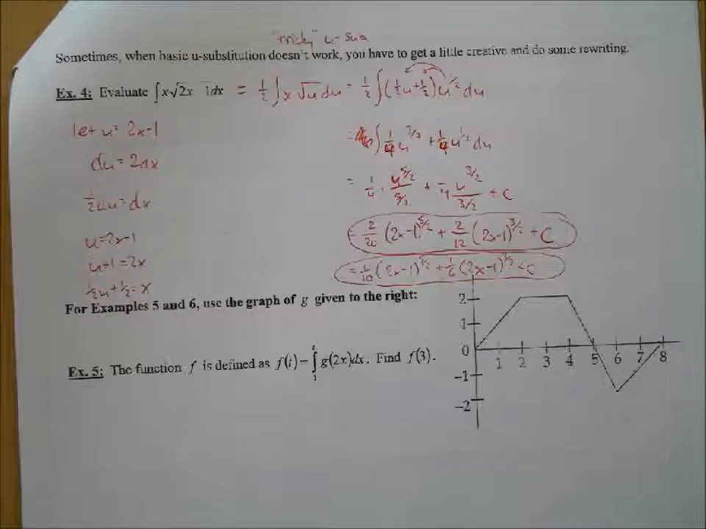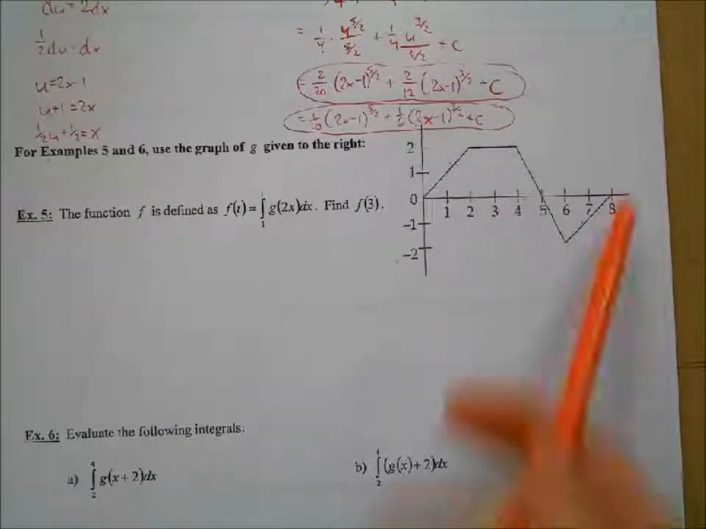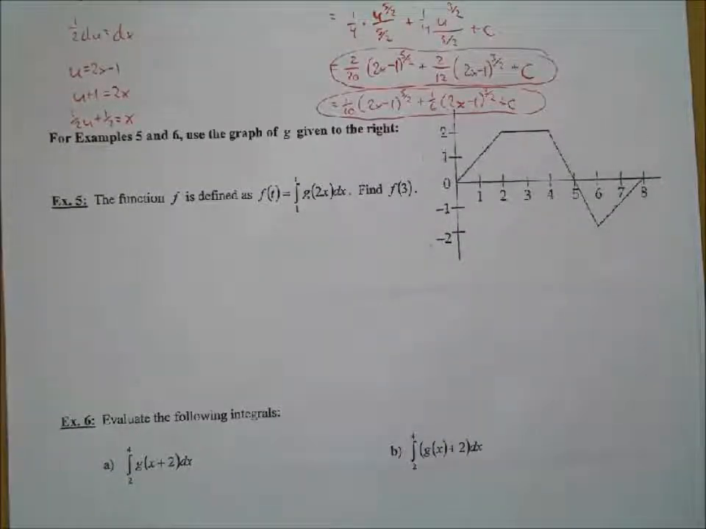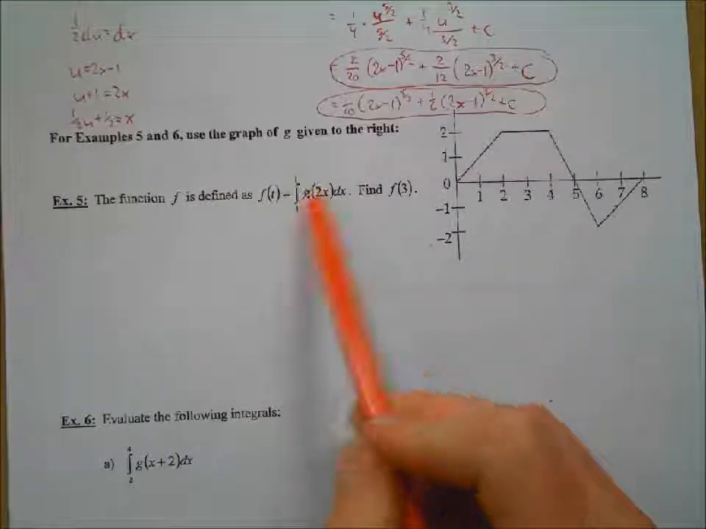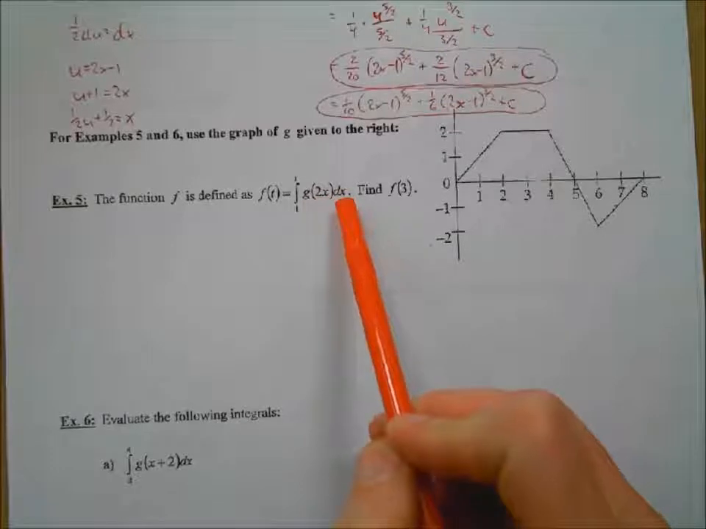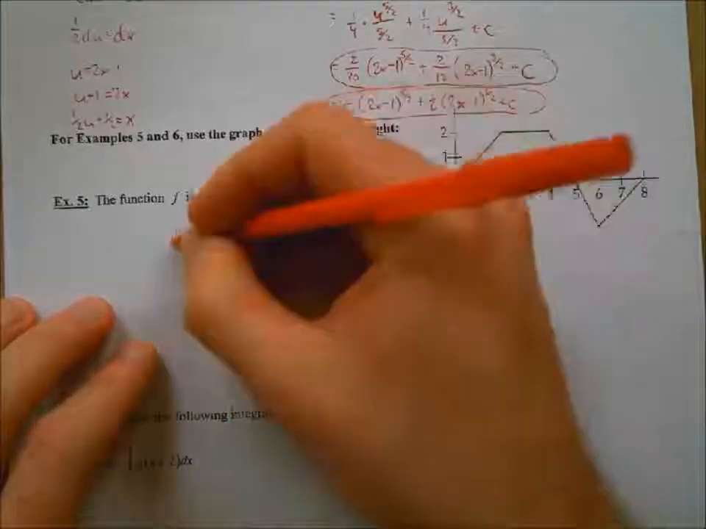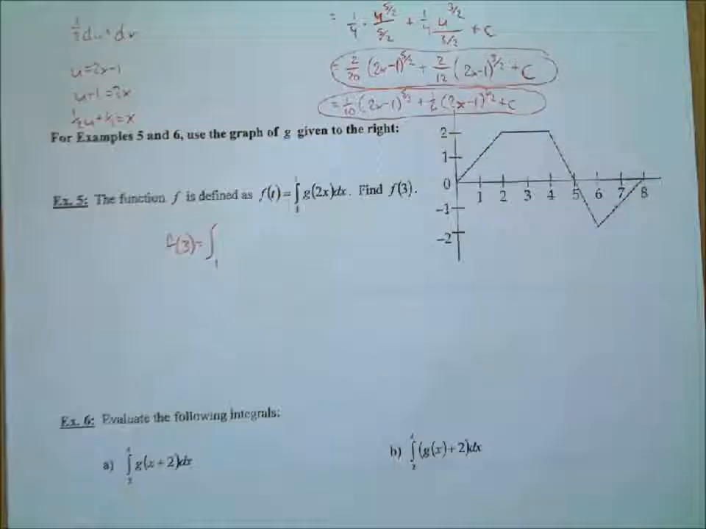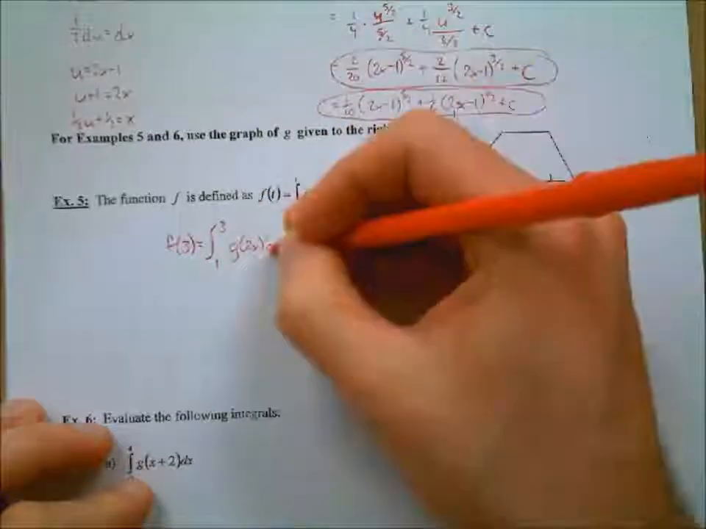So let's move on here to example 5, okay? So example 5, we're going to use this graph again. So again, looking at graphs, okay, of g in this case. We want to find f, which is the integral from 1 to t of g of 2x dx. We want to find f of 3, okay? So to integrate this thing here, we want to find f of 3. So that would be then the integral from 1 to 3 of g of 2x dx.